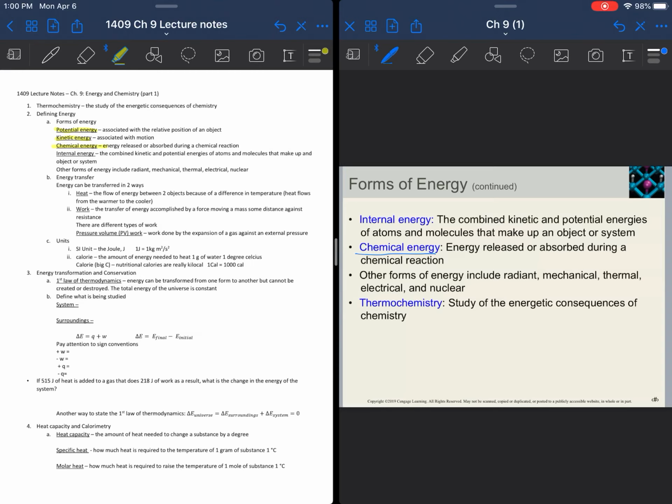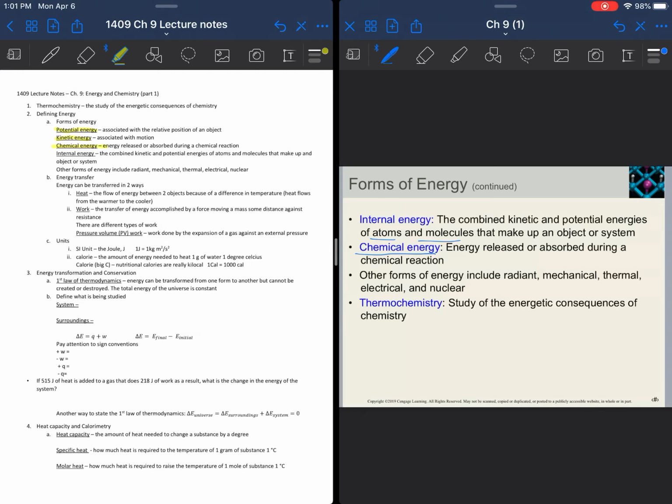We are going to be interested in the internal energy, right? That's going to be the combined kinetic and potential energies of a system. In this case, again, chemistry related, we're looking at atoms and molecules in a reaction that we're studying.